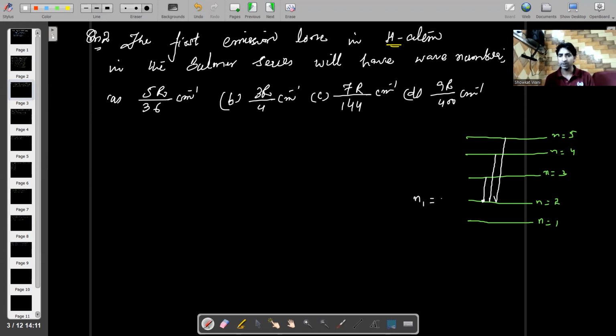That's n1 is equal to 2. What will be n2 in this case? n2 will be for the first line. What will be the first line in this case? The first line is this line. This line is the first line in the Balmer series. So for the first line, n2 will be equal to 3.